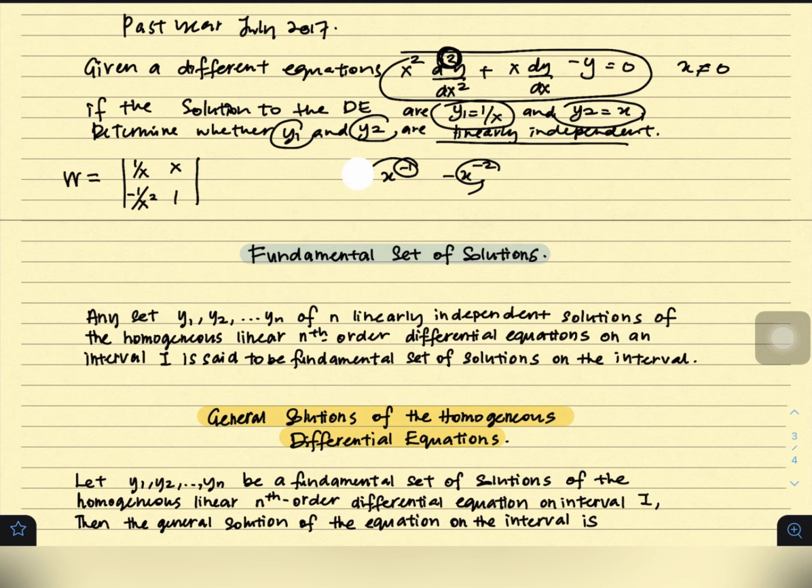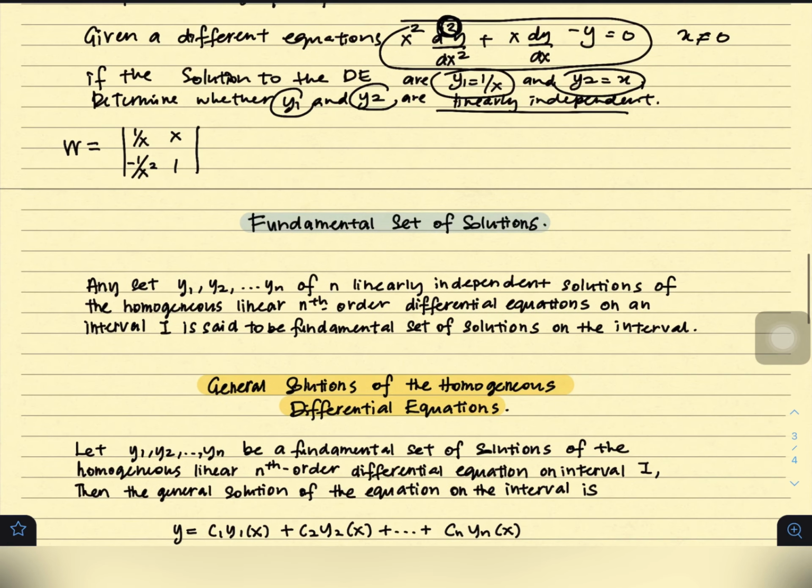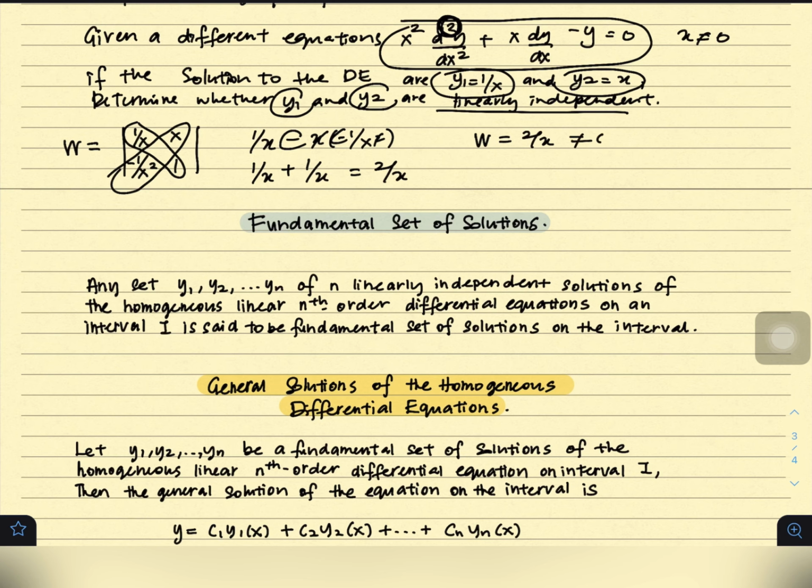So now you need to find the determinant of the 2 times 2 matrix by using the formula AD minus BC. Multiply this one, 1 over x, minus multiply this one, so x multiplied by negative 1 over x square. So what you will get is 1 over x minus is plus. This one can be cancelled out. So you have 1 over x plus 1 over x is equal to 2 over x. Means that the value of Wronskian is 2 over x, which is not equal to 0.